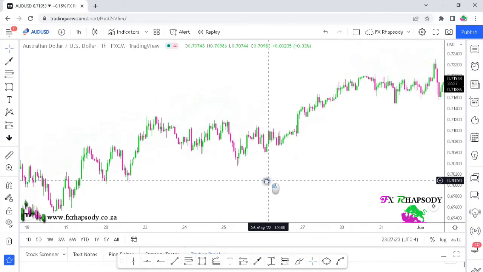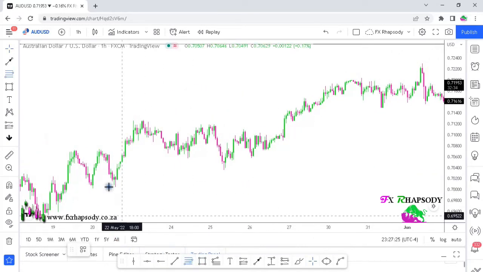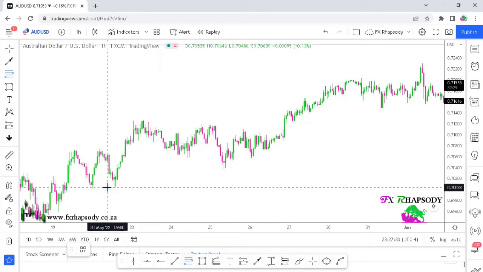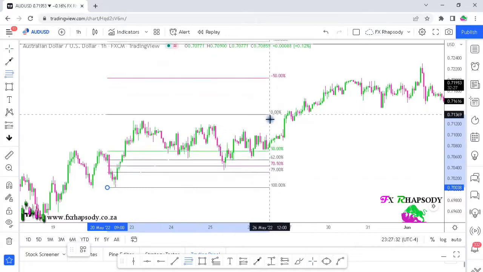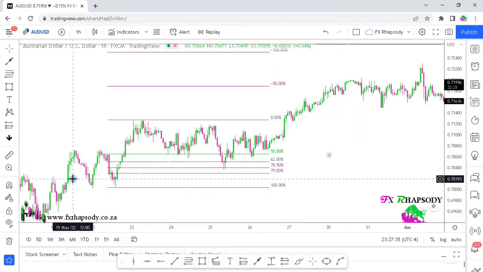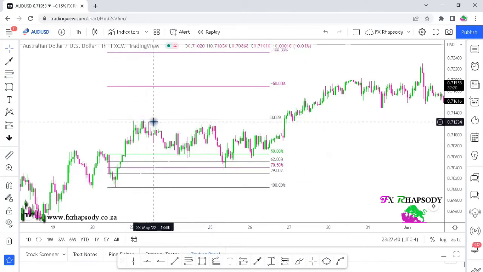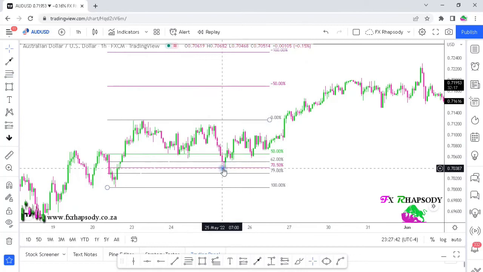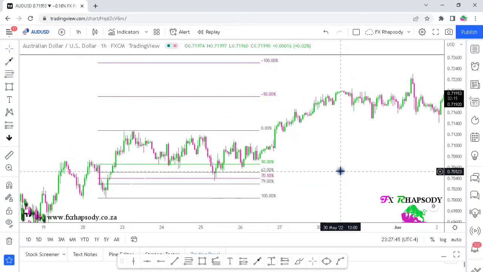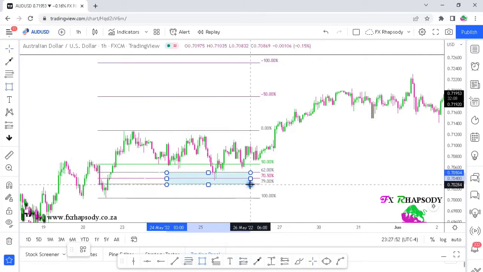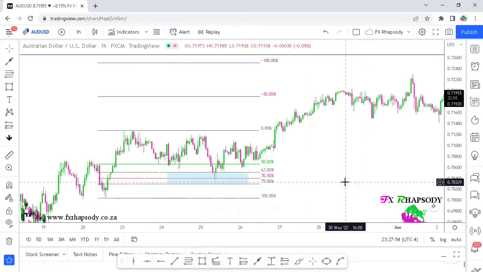Last week basically the price moved up. I'm just looking at the dates. We had that price moving up, and we had that swing low at the bottom and that swing high. I was saying I waited for price to come and tap into this area, basically between the 62 and the 79%. Go watch my previous analysis on this pair from last week.